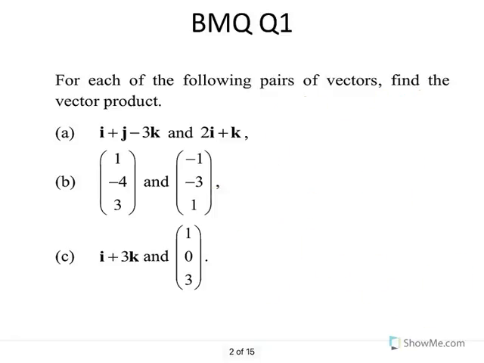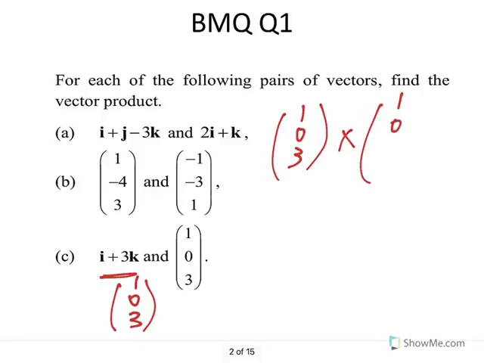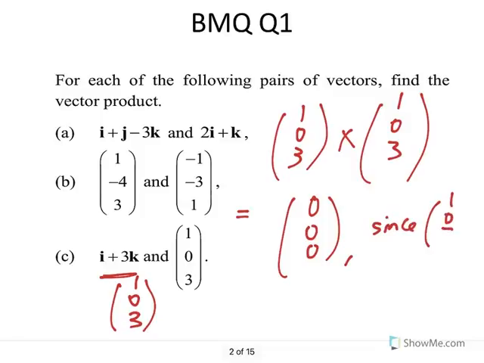For part C, writing this in vector form, this is 1, 0, 3 cross vector product with 1, 0, 3. Actually, these two are the same vector, so in fact they are parallel to each other. If you study your notes, you know that for parallel vectors, their cross product will give you 0. You can just verify that this gives you 0. By default, equal vectors are also parallel to themselves.